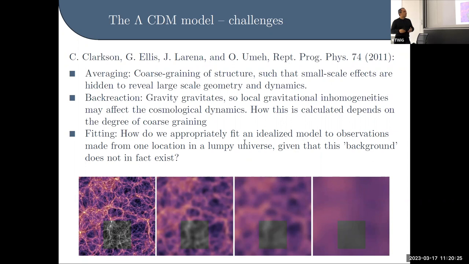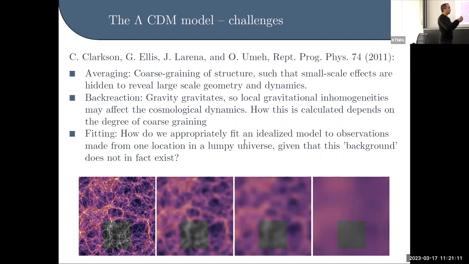This was rather nicely put into three problems with cosmology by Larena, Umeh and Clarkson. These are divided into three interrelated problems. The first one is exactly this averaging. General relativity, which we assume is the correct theory to describe the universe, is notoriously difficult in the sense that it's a nonlinear and tensorial theory. The average of a tensor is not a mathematically well-defined concept because in general we lose information. To compare tensors, we have to bring them to the same point, and this is not a unique procedure.